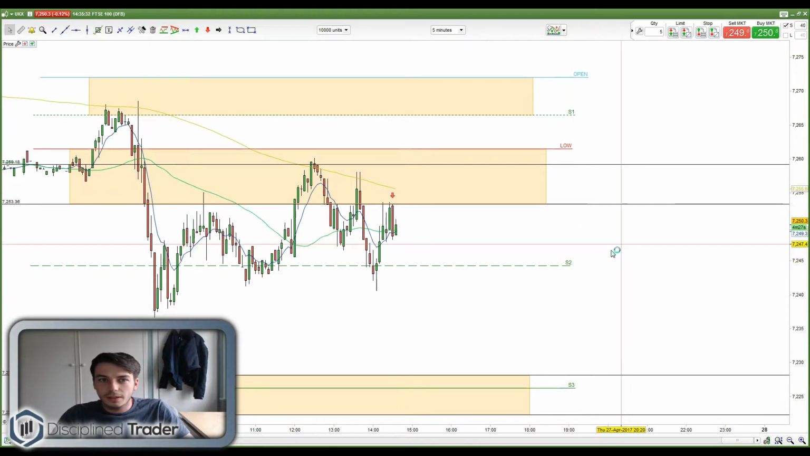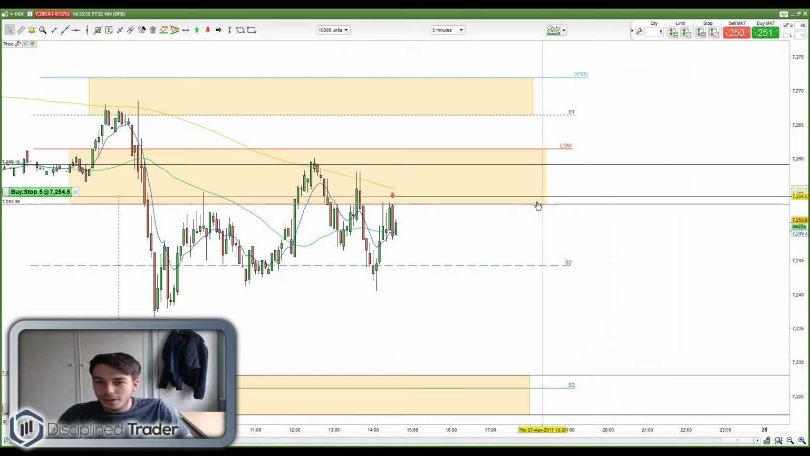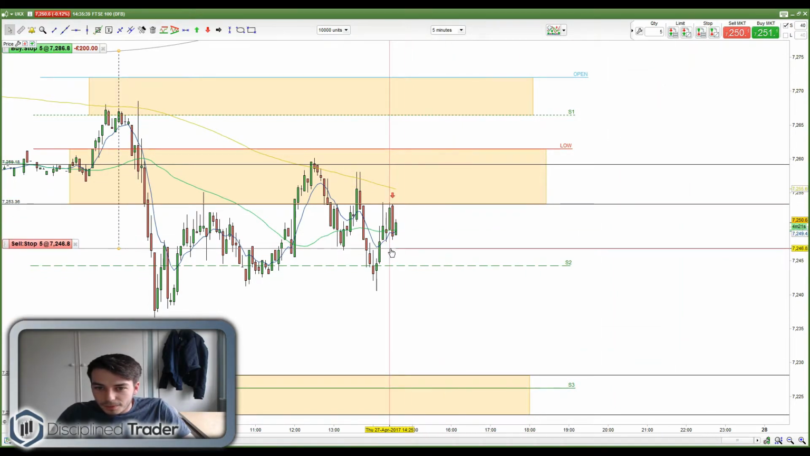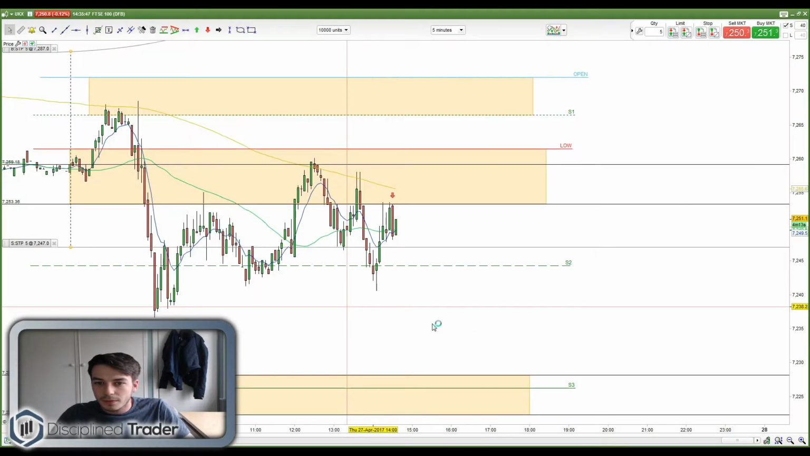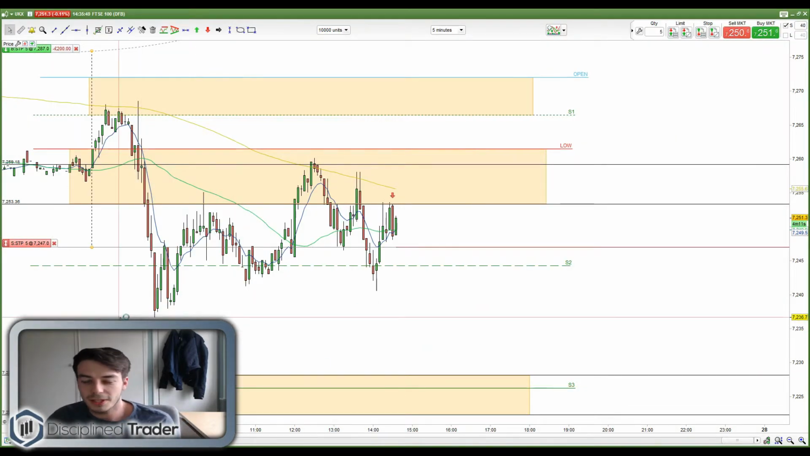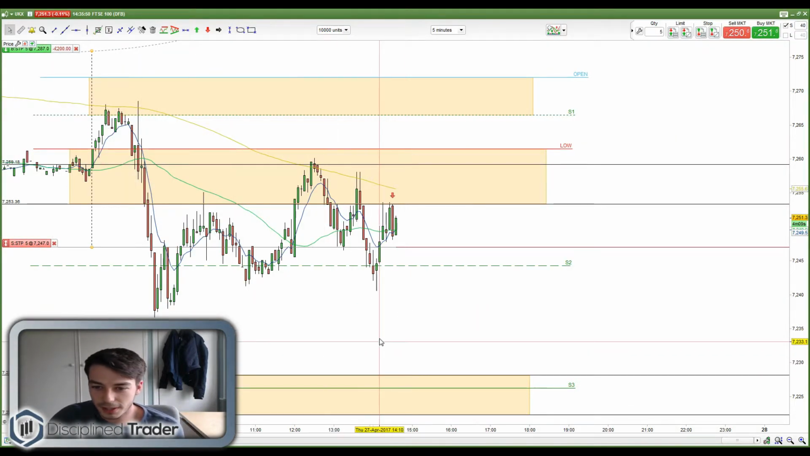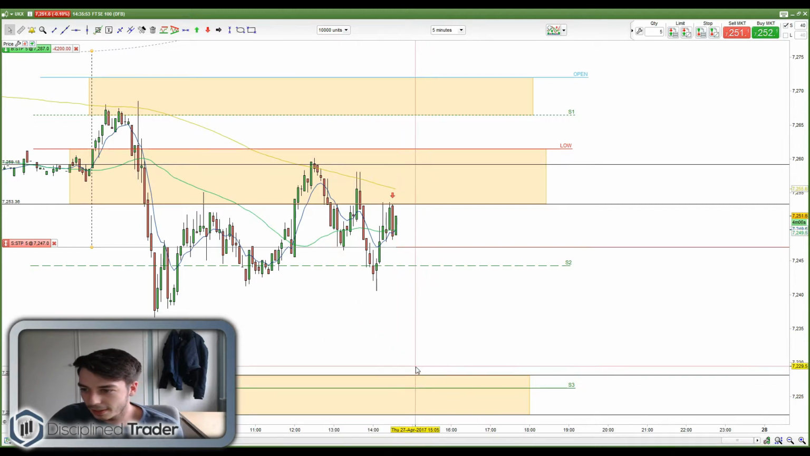And we've had a nice piercing candle, so I'll enter below the low of this at 47. So I'll leave that order in for the next 5 minutes. If that gets triggered, then I'll be looking to take this down to the next band at the 7230 area.